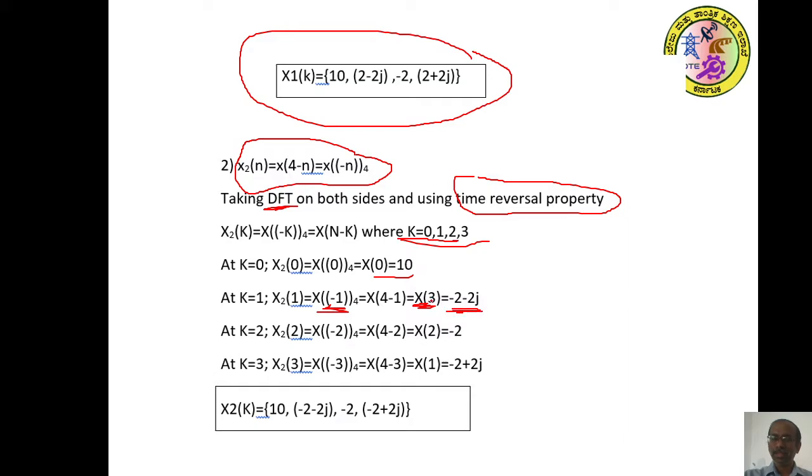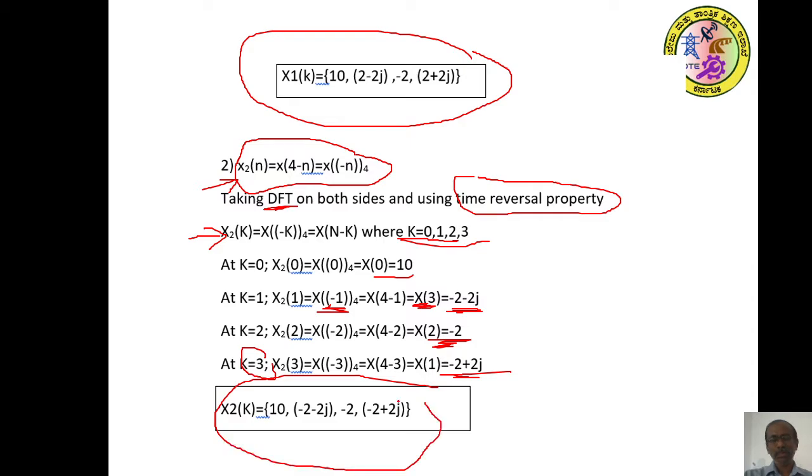Write down here. At k is equal to 2, it becomes x2 of 2, that is x of minus 2, that is x of 4 minus 2, x of 2. In the problem, they have given x of 2 is equal to minus 2. Similarly, for k is equal to 3, x2 of 3 is equal to x of minus 3, can't write minus 3, so 4 minus 3, so it is 1, x of 1. In the problem, it is minus 2 plus 2j. Put all the answers in the form of matrix.